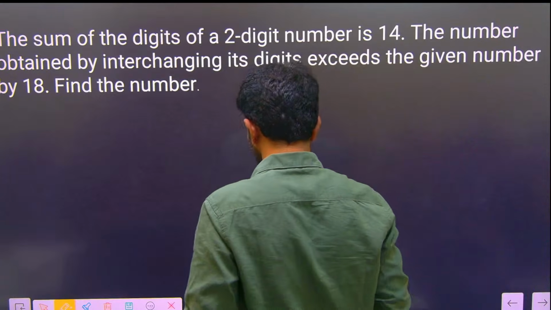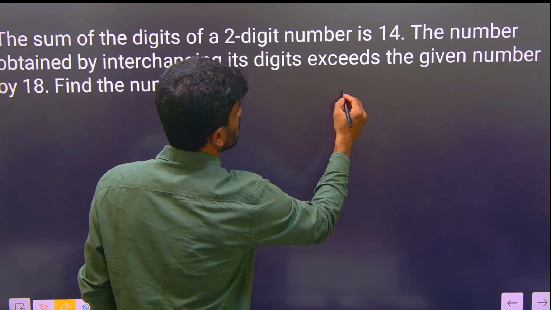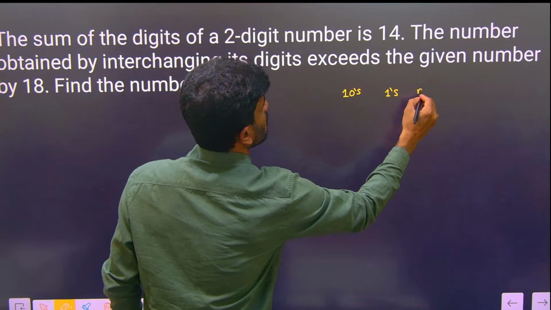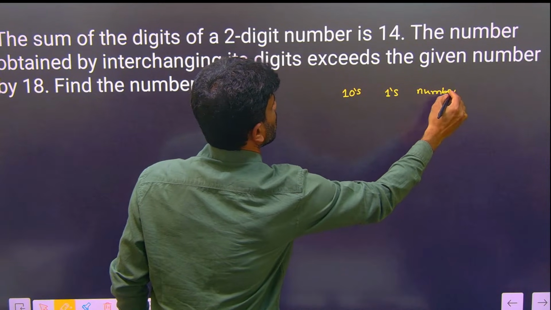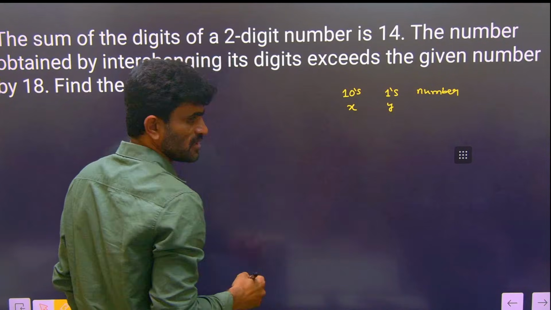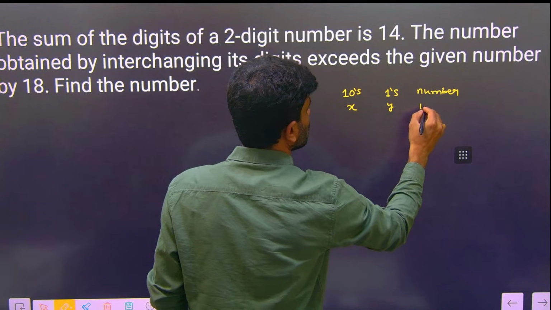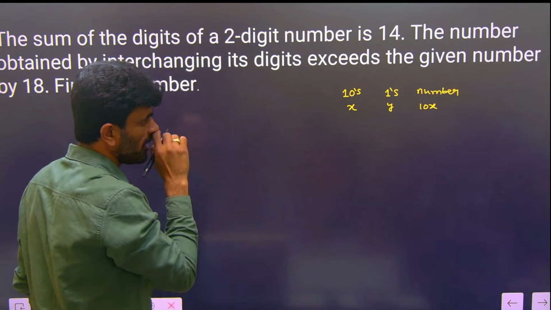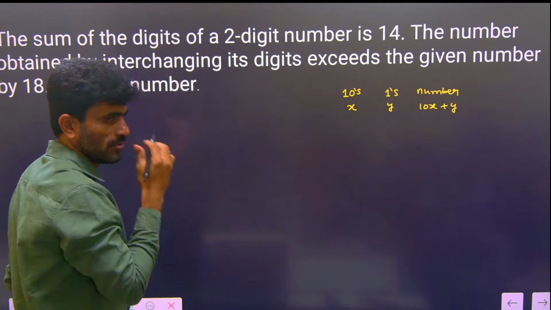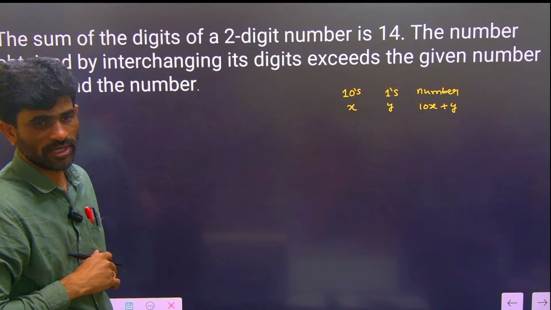Whenever a two-digit number comes, you draw a table like this. First, you write the information. First, tens place, ones place, to understand better. So what we do, we take x in tens place, y in ones place. Because we are taking x in tens place, y in ones place, we multiply x by 10, so 10x, and we multiply y by 1. So it becomes 10x plus y. So when x is in tens place and y is in ones place, the number is 10x plus y.